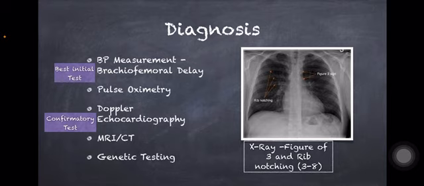X-ray shown here shows us a figure of 3, that is due to hourglass narrowing of aorta, and also rib notching, that is between the 3rd to 8th rib, is also seen in the figure here. We can also do MRI and CT, but it is only done in complicated cases to determine the length of coarctation, and genetic testing is done for Turner syndrome.